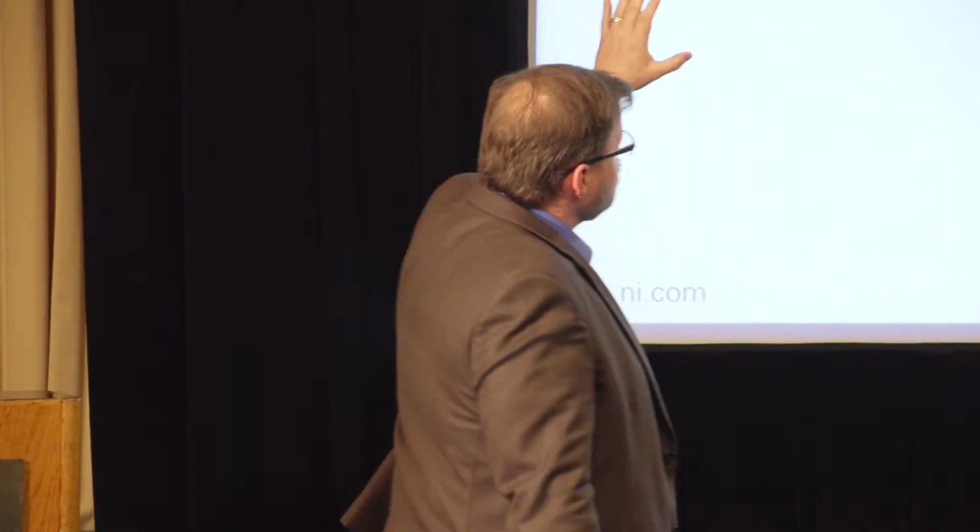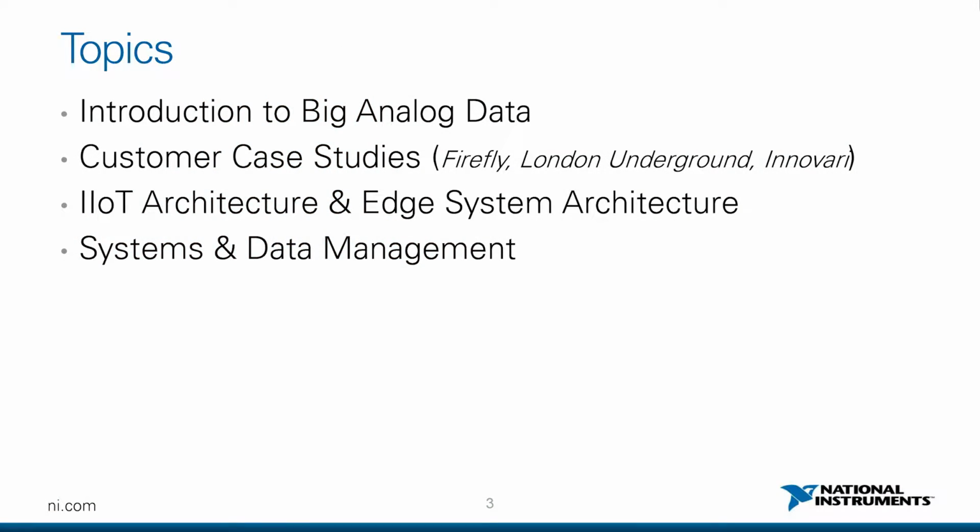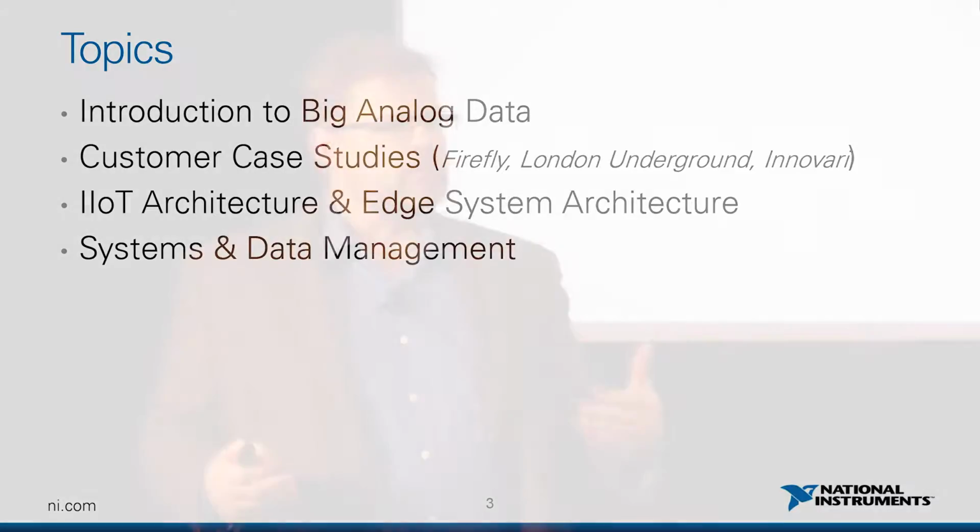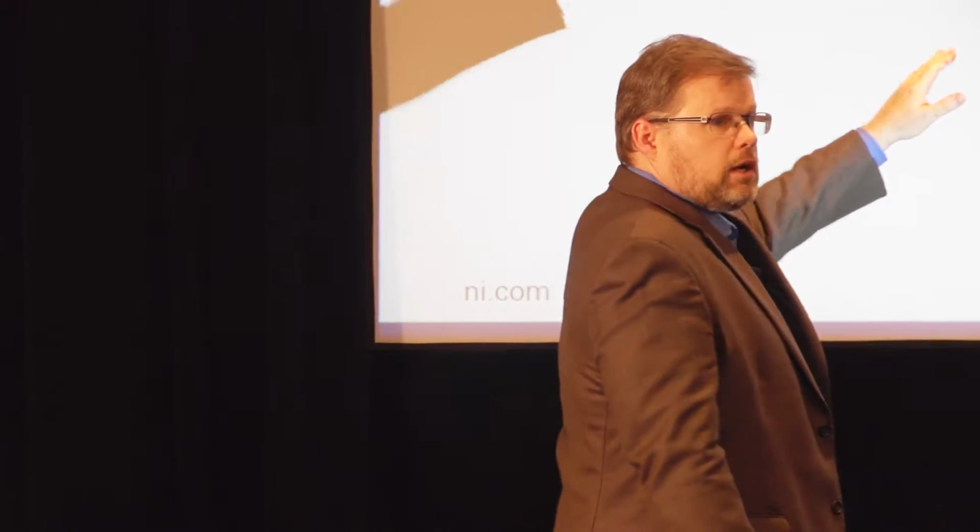I'm going to go through two large sections of the presentation. They are going to be around some customer case studies where people are implementing industrial Internet of Things solutions. Firefly Equipment is a small agricultural company, a provider of agricultural equipment. London Underground, of course, is the subway system in London. And then Innovare is a small enterprise that's doing smart grid solutions for emerging markets.